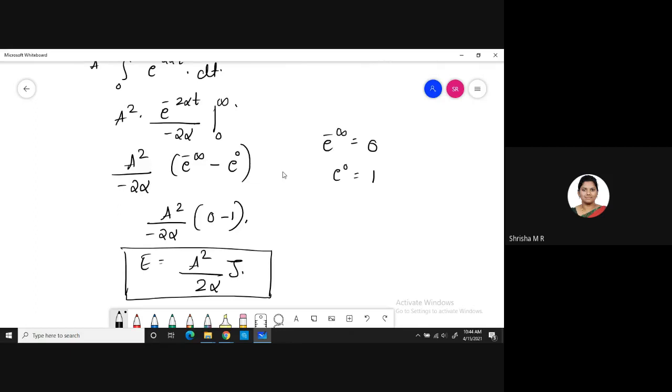Okay, so we shall see some periodic signals now. We have seen enough energy signals, so we shall see some of the periodic signals.